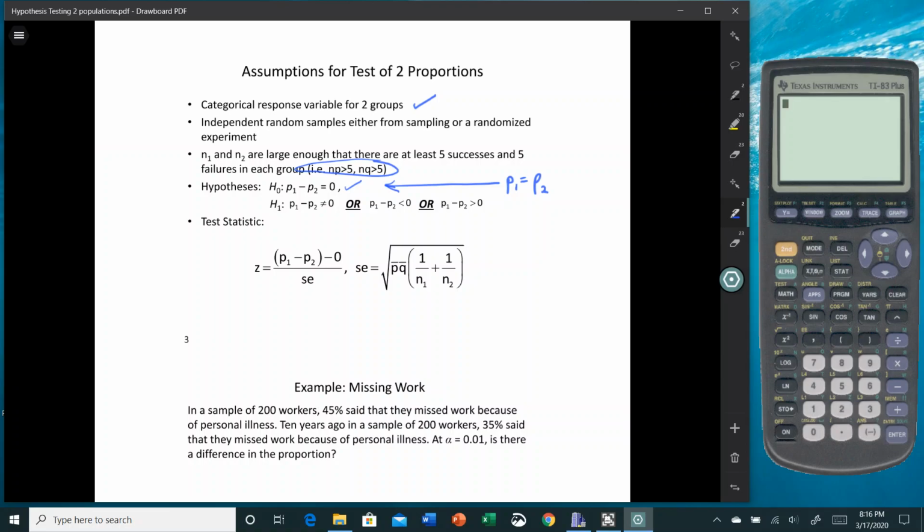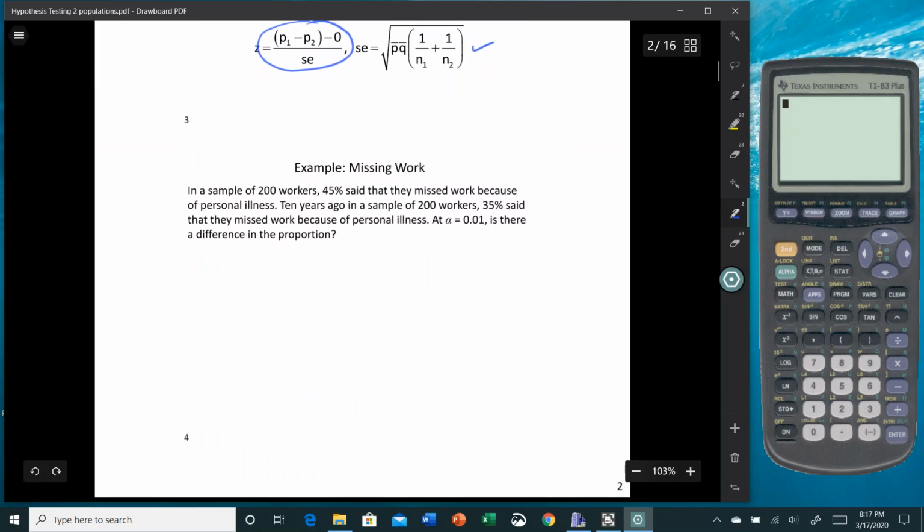So the alternative hypothesis could be P1 not equal to P2, P1 less than P2, or P1 greater than P2. The test statistic is here. Again, it was used in the test on Canvas, and the standard error, which you don't need to worry about, it's really just a formula, is here. Okay, so let's get into it.